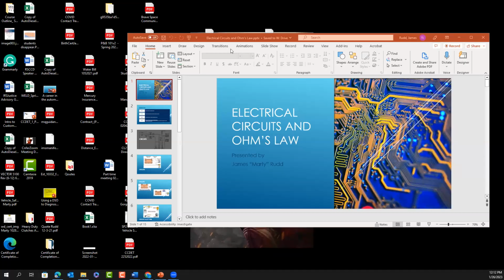Hey folks, we want to go a little farther in this rabbit hole we got here. I'm going to start talking about electricity, obviously there's electrical circuits, and get into a little bit more about Ohm's law. So without further ado, let's go ahead and share this with you. All right, here we go, and go ahead and get it up and running.